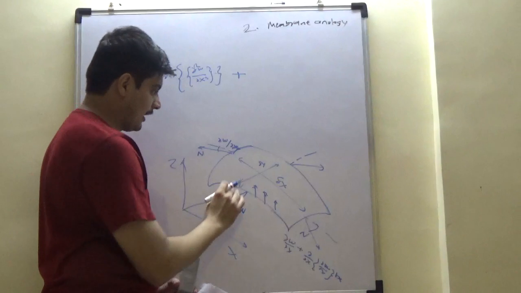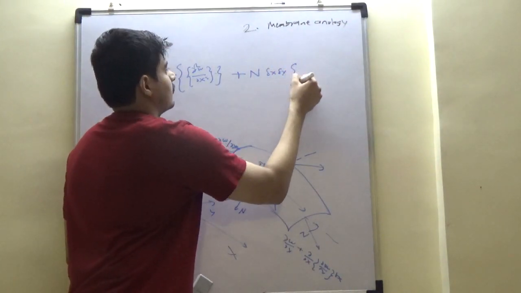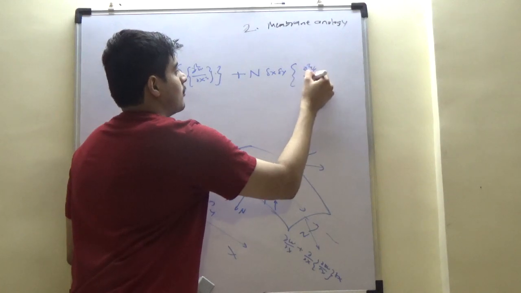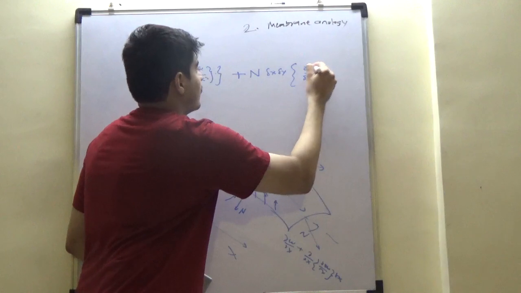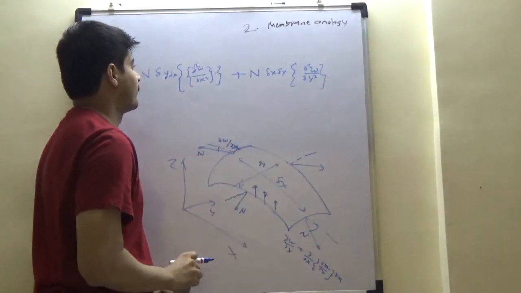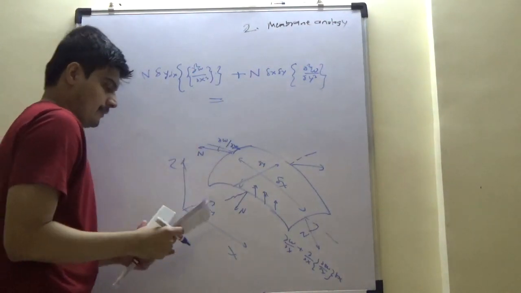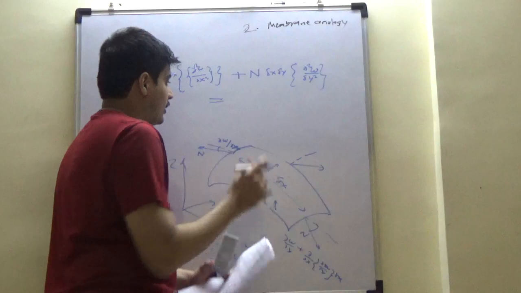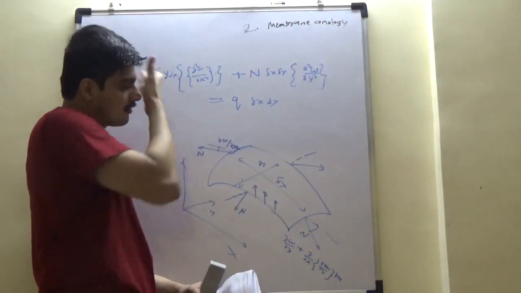The second component, by the same reasoning, can be said to be del square W by del Y square, and delta X delta Y is again the normal. Both of these have to together resist the load Q delta X delta Y, because these are the summation of the forces.